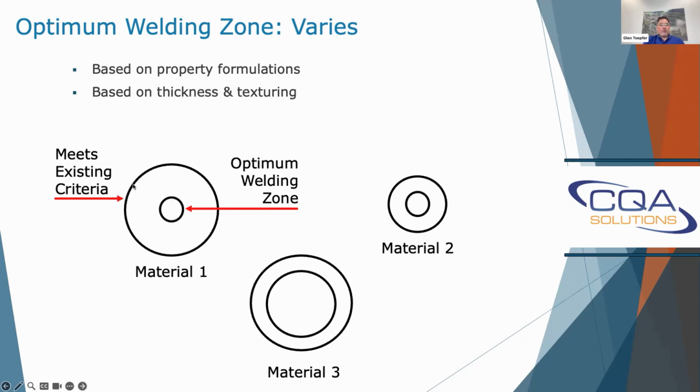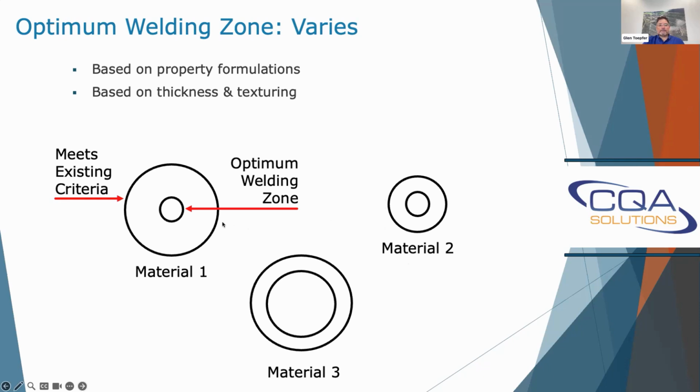And then, somewhere you're going to meet the existing criteria. You're going to meet your peel, your shear strengths. But at some point, you're going to be off the target. But based on property formulations, based on your thickness, the production method, whether it's calendared or blown film, your texturing, all those things are going to make a difference. And I think as a result of that, you're going to have different sweet spots with your material and you're going to have different size targets you're trying to hit.